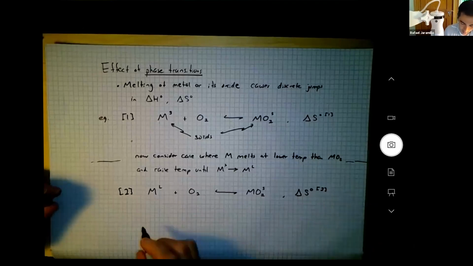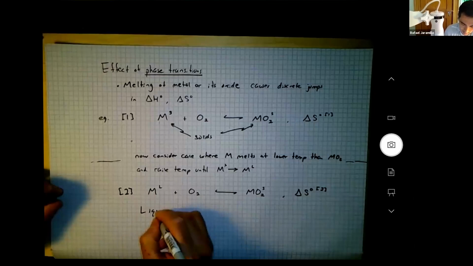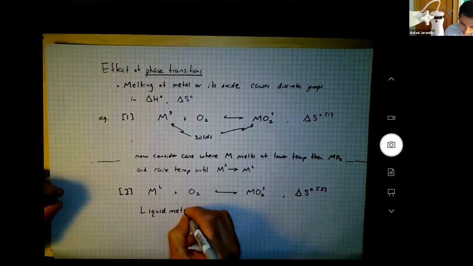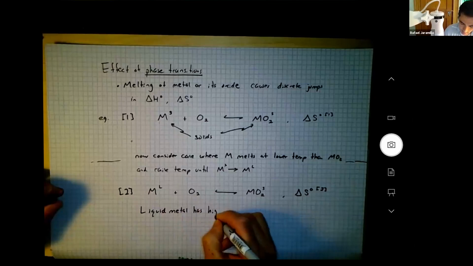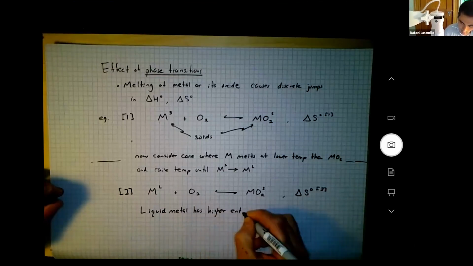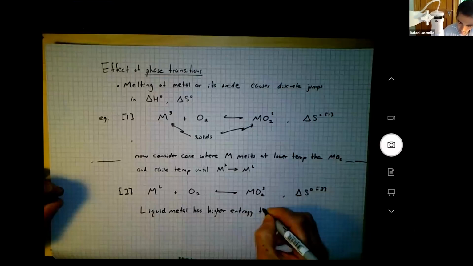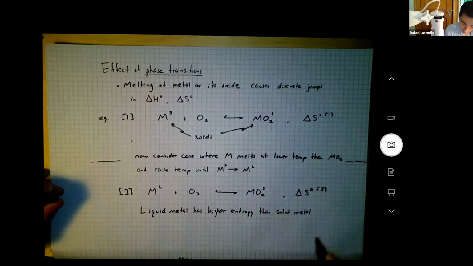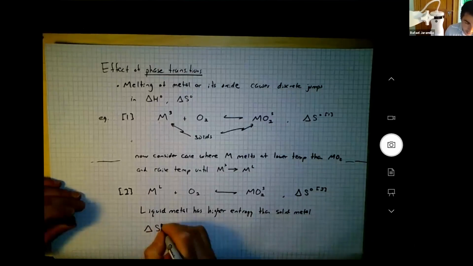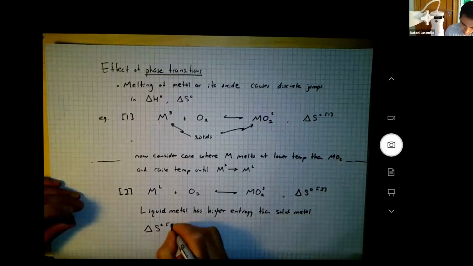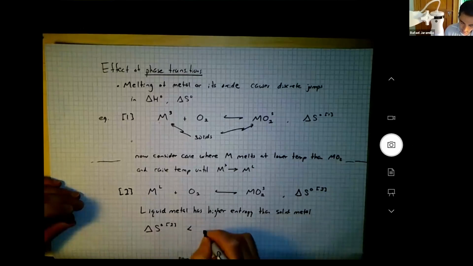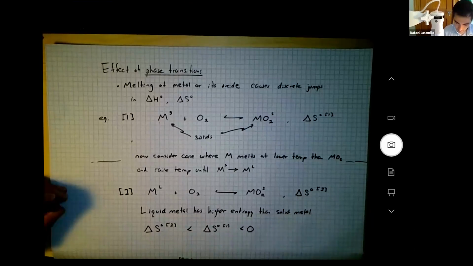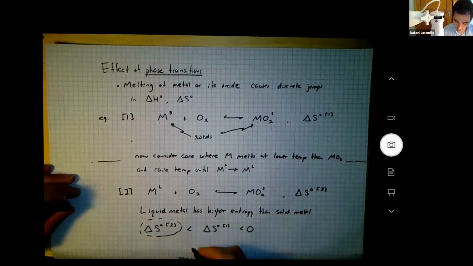All right. Well, we know that the liquid metal has higher entropy than solid metal. We know that. So what that means is that delta S naught 2 is going to be smaller than delta S naught 1, and they're all less than 0. In other words, this is going to be even more negative.